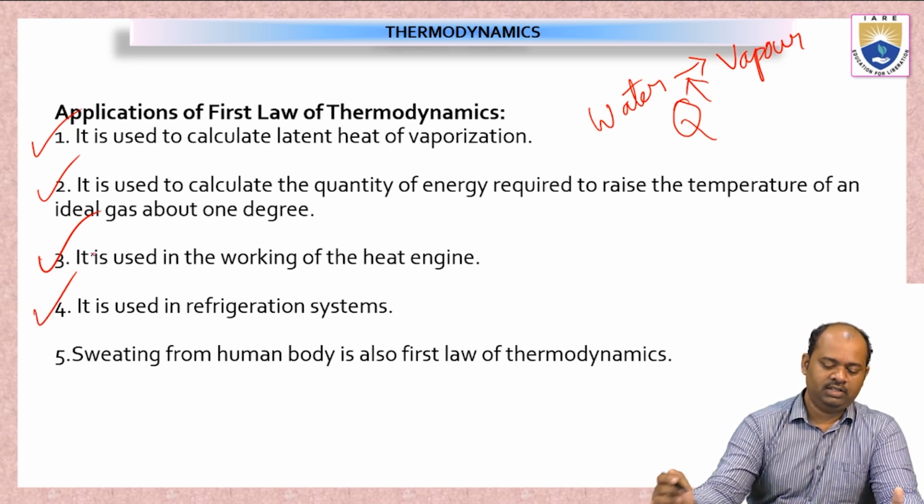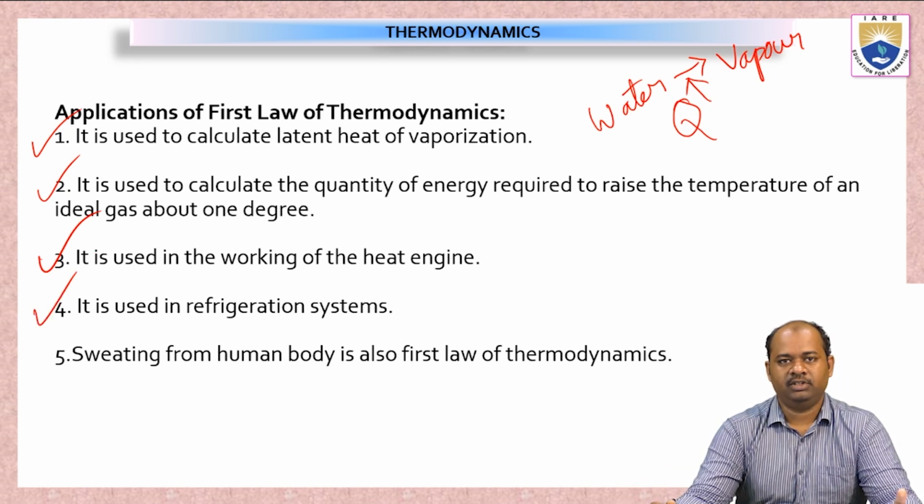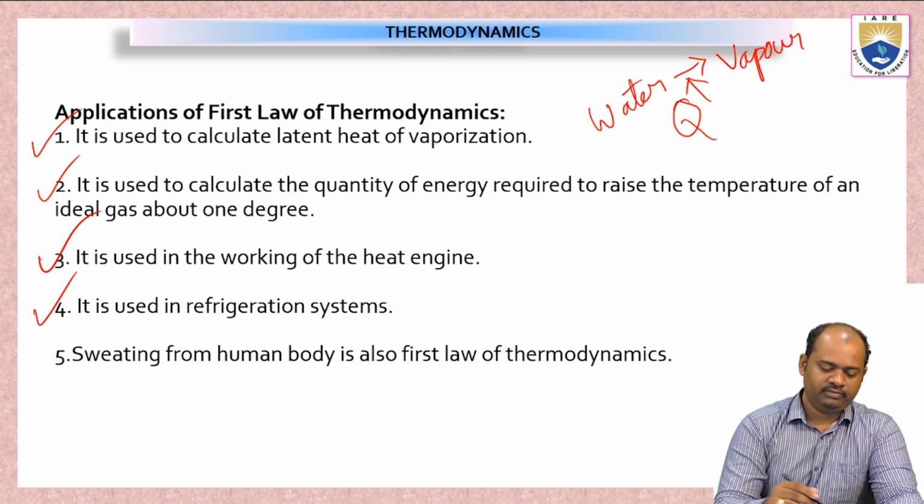And the fourth application is it is used in the refrigeration systems. So in refrigeration systems, we have a system where we will reduce the temperature by using some kind of a device called a compressor. So this entire thing is called refrigeration. So it is also developed based on the first law of thermodynamics.